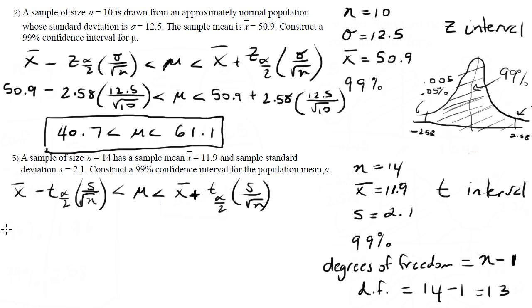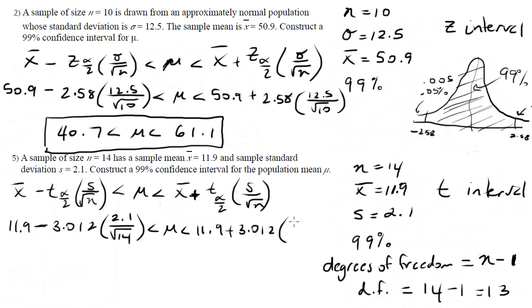Okay. X bar minus T alpha over 2 times the sample standard deviation divided by the square root of N, less than my mean, less than X bar plus T alpha over 2 times S over the square root of N. All right, so X bar, 11.9 minus, we said T alpha over 2 is 3.012 times the sample standard deviation divided by the square root of N, not N minus 1, right? N is 14. Less than the mean, less than 11.9 plus 3.012 times 2.1 divided by the square root of 14.